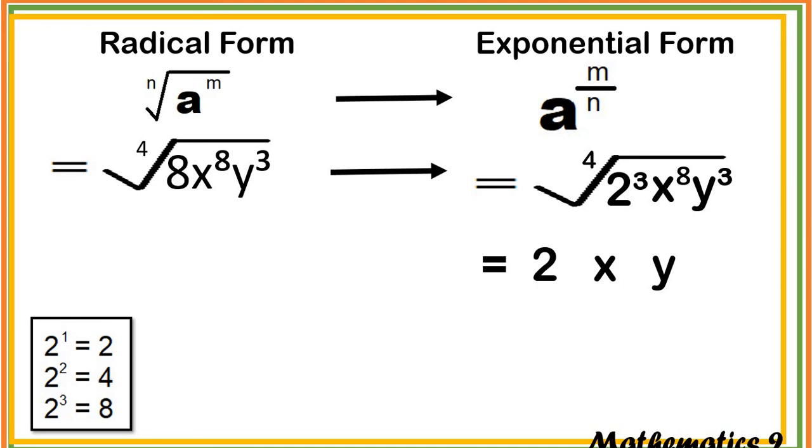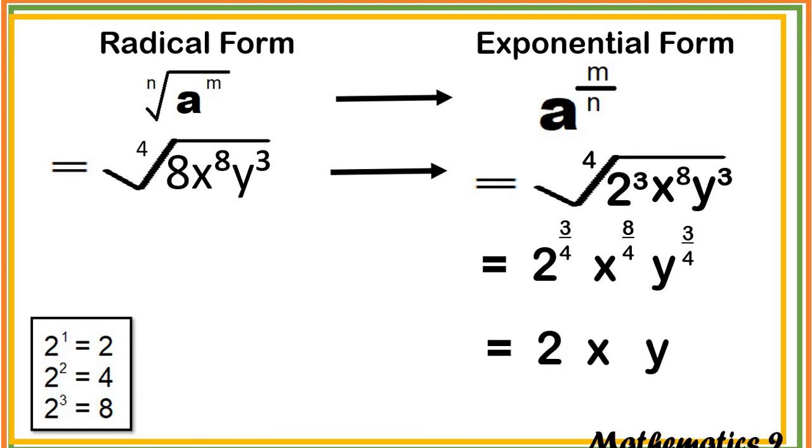So, ilalagay na natin yung m over n natin. Okay? So, itatransform na natin siya into exponential form. Tatanggalin na natin si radical sign. Okay? So, sa 2, our m is 3, and our n is 4. Sa x, we have 8 over 4. And sa y, meron tayong 3 over 4.